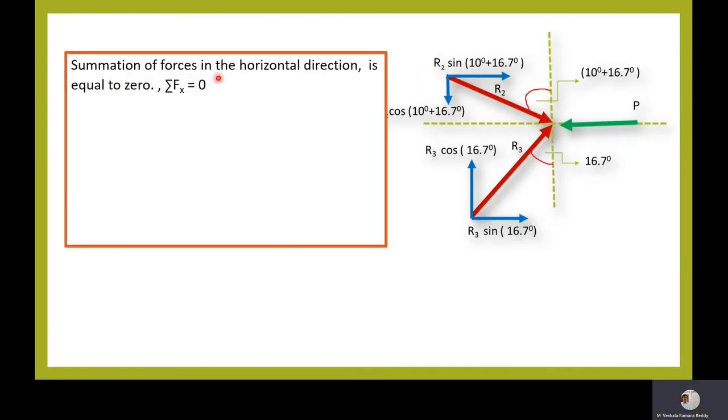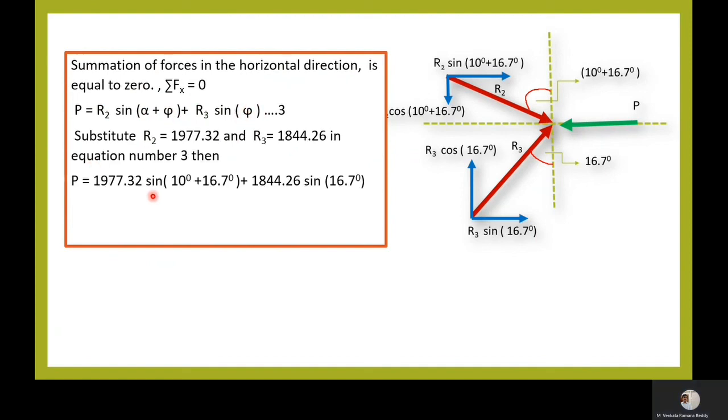Now we'll consider summation of forces in the horizontal direction is equal to 0. That is, sigma F of x is equal to 0. Here horizontal forces are P, R3 sin 16.7 degrees, R2 sin 26.7 degrees. Here rightward force is positive, leftward force is negative. Then P is equal to R2 sin(alpha plus phi) plus R3 sin phi. Substitute here R2 value, R3 value, alpha value, phi value, and here also phi value.